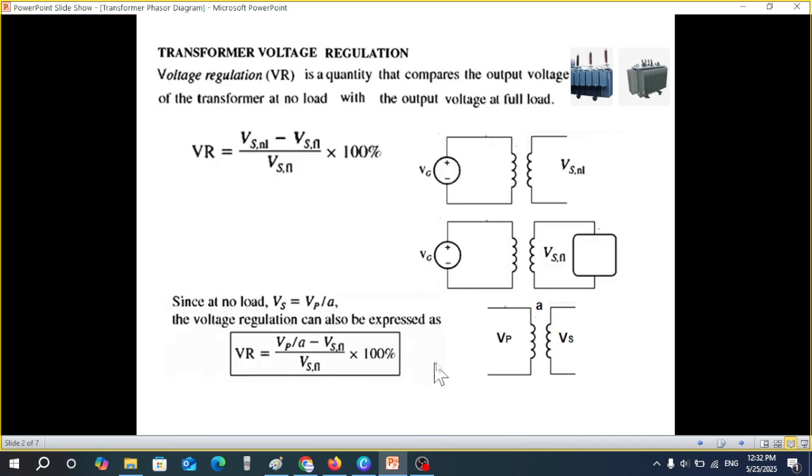There is another way of writing the Vs no load. From here you can see that Vp and Vs are related by a. So from here we can find Vs to be Vp over a. So we replace Vs no load with Vp over a.